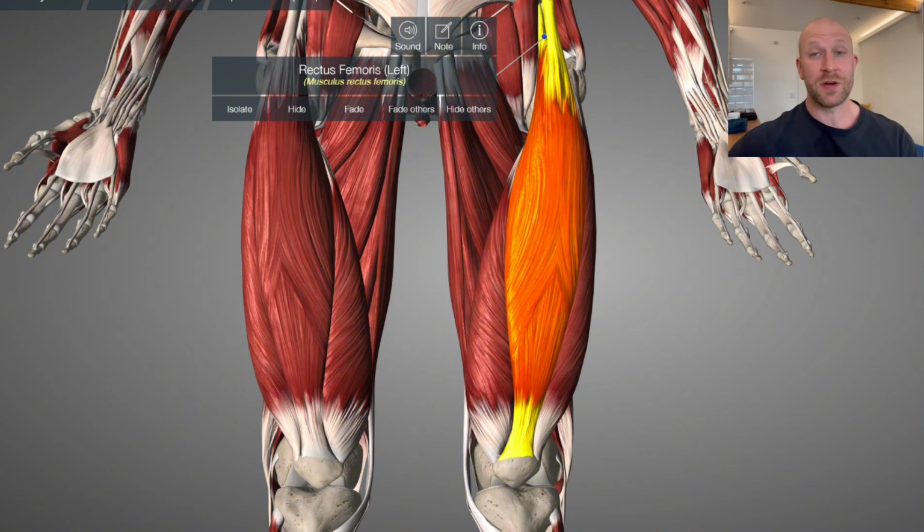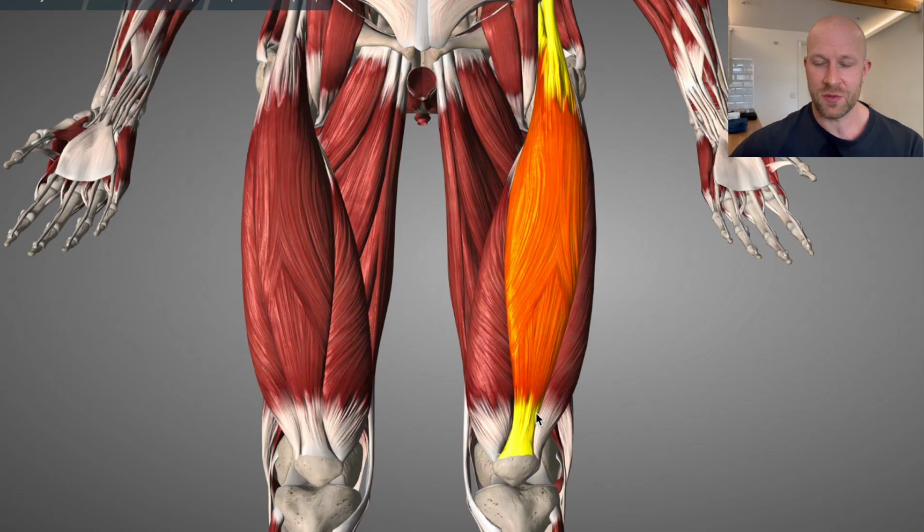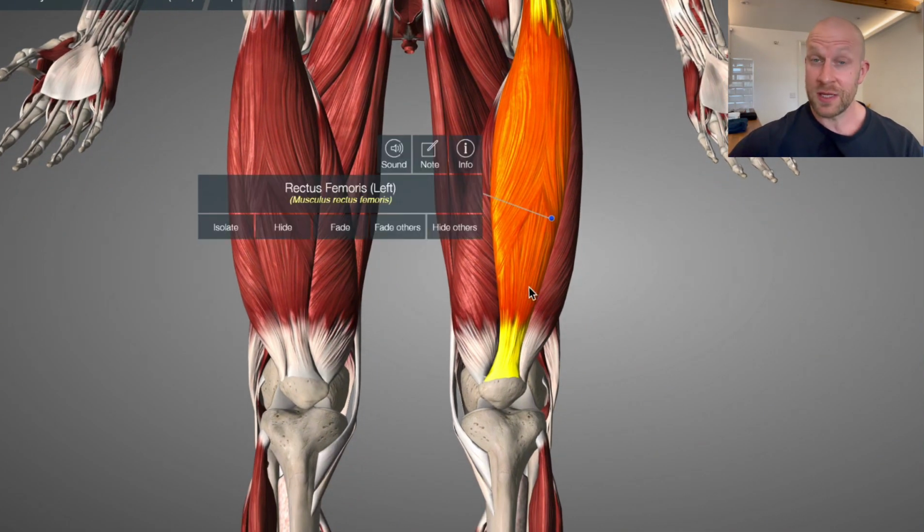Because it crosses the hip, it must act on the hip. It's at the front of the body, so it's going to bring insertion closer to origin into hip flexion. It inserts at the same place as the other 3 quadricep group muscles, which is into the quadricep tendon, but it doesn't stop there.